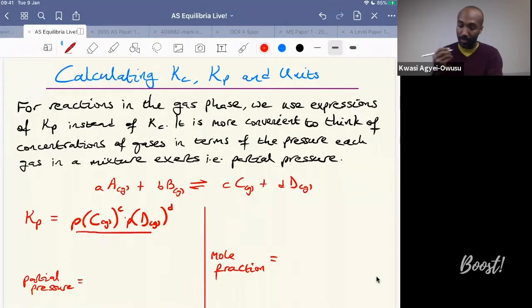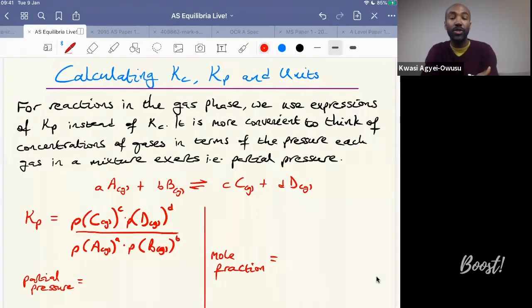divided by the partial pressure of A, raised to the power lowercase a, times the partial pressure of B, raised to the power lowercase b. Okay, so not too dissimilar to how you would write an expression for Kc, except with gases, you want to write an expression in terms of partial pressures.